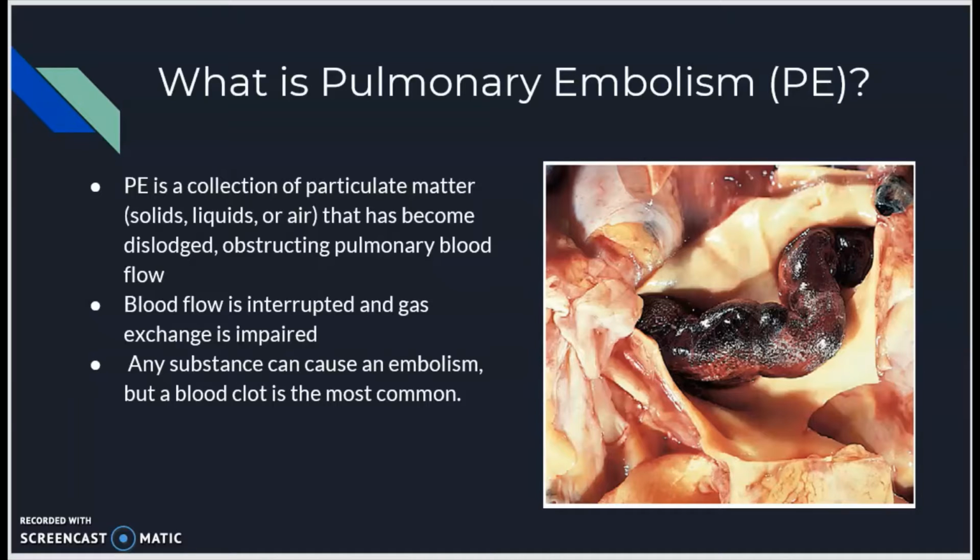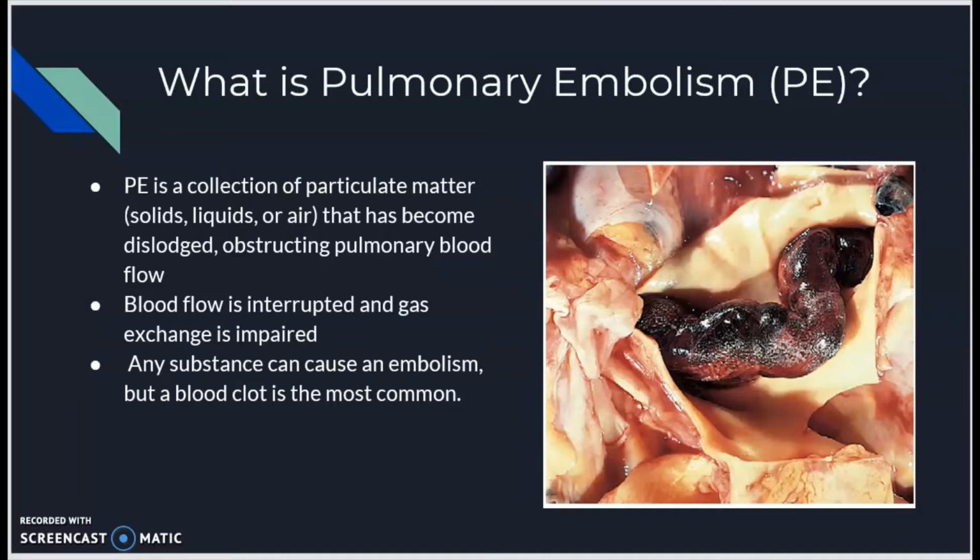A pulmonary embolism is a collection of particulate matter, solids, liquids, or air that have become dislodged, obstructing the pulmonary blood flow. This leads to reduced gas exchange, reduced oxygenation, pulmonary tissue hypoxia, decreased perfusion, and potential death. When partial or full pulmonary arterial obstruction occurs, the alveolar dead space is increased. The area continues to receive ventilation, but blood flow is interrupted and gas exchange is impaired.